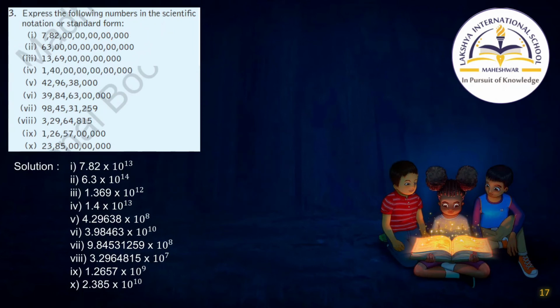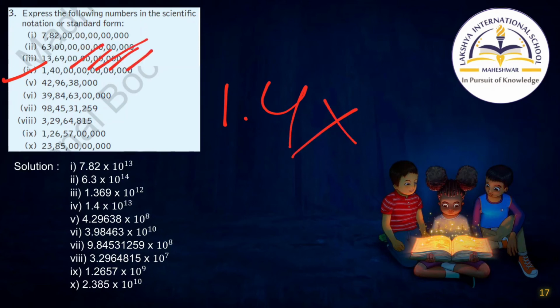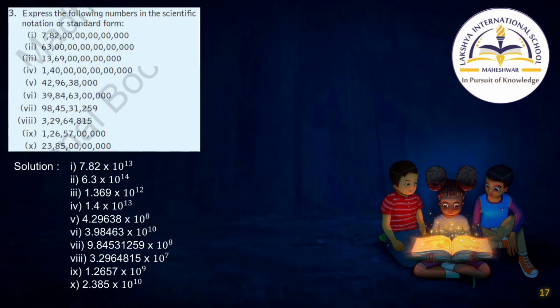Now we will see question number 4: 1.4. Now how many zeros? 3, 4, 5, 6, 7, 8, 9, 10, 11, 12. 12 and one more, 13, means 10 to the power 13.